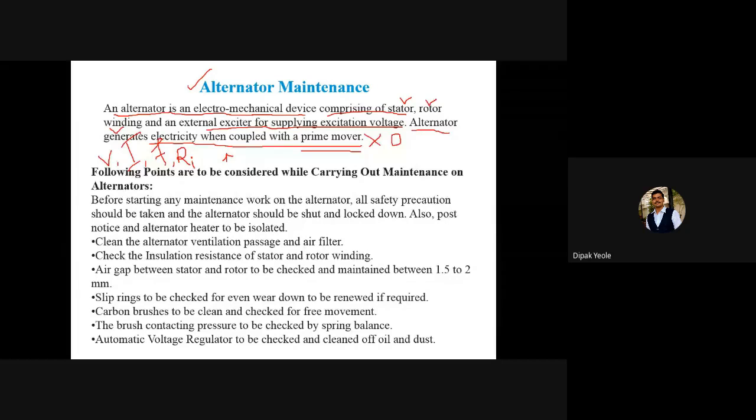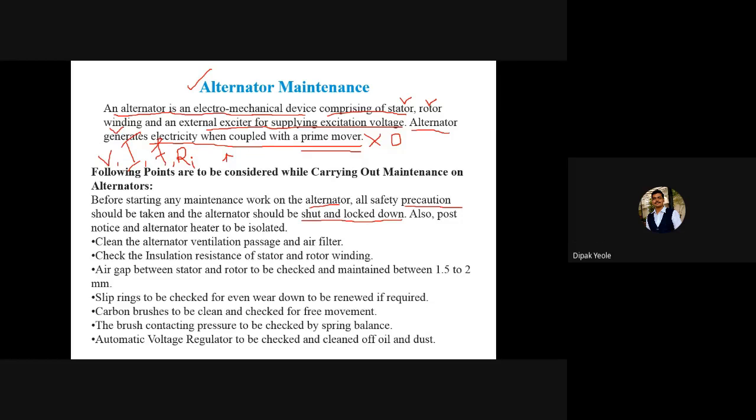Now, before starting any maintenance work on the alternator, all safety precautions should be taken. Those precautions we also studied last time for the case of your ceiling fan. The alternator should be shut down and locked out. Also, post a notice, and the alternator heater is to be isolated. Yes, so make sure that your alternator is in the off condition.